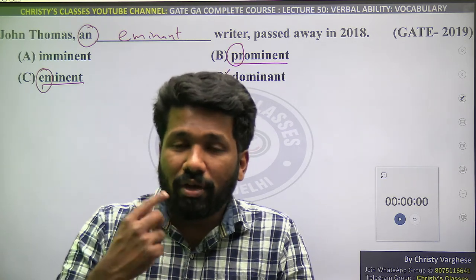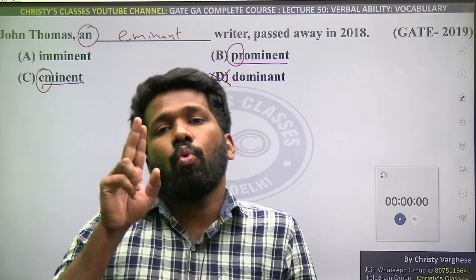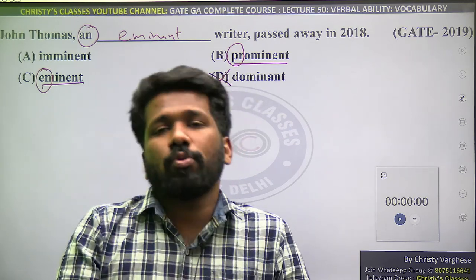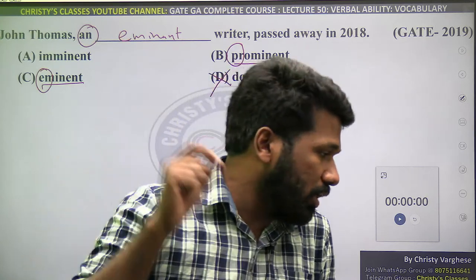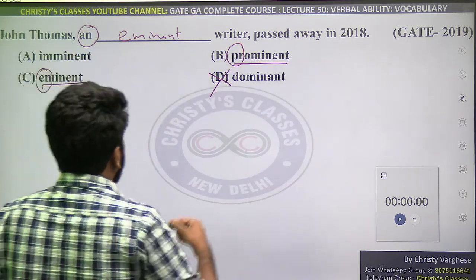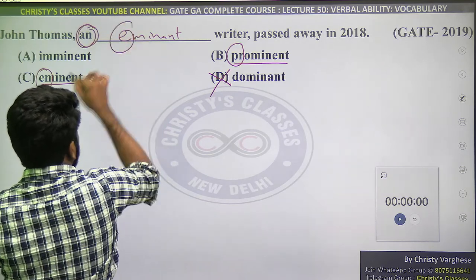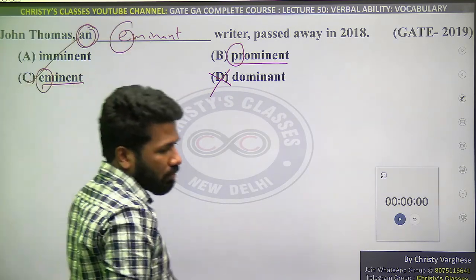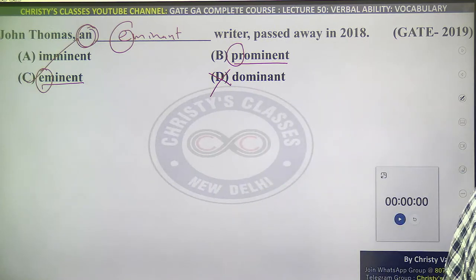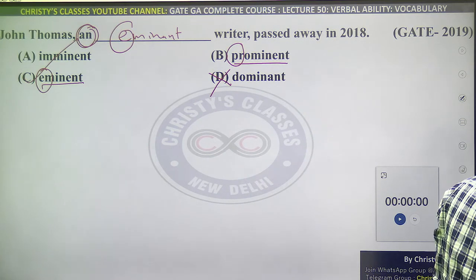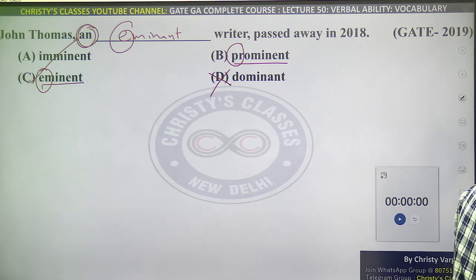So to clear that confusion, I'm telling you: if it is a vowel sound, use an; if it is a consonant sound, use a. So here, as "an", you have to use a vowel sound. Between eminent and prominent, eminent has the vowel sound. So option C is the answer. All of you clear? Please respond. Any doubts you can ask. If not, we will go to the next question.